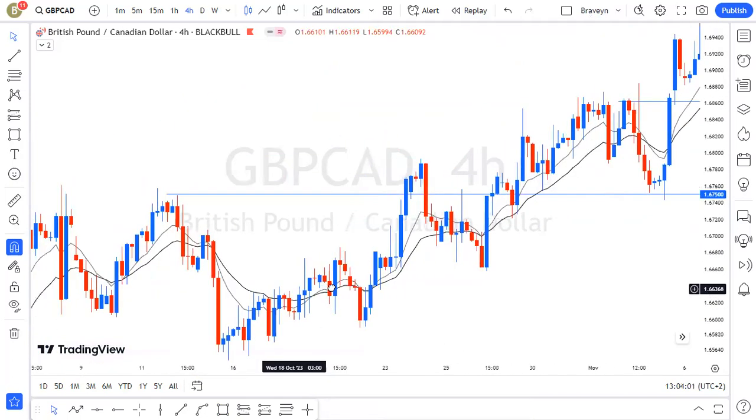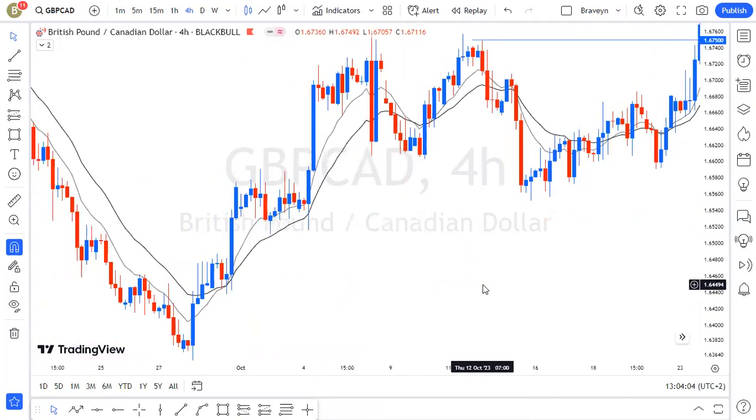Now another order block. Where's my order block after a break of structure? Oh, by the way, we look for an order block.